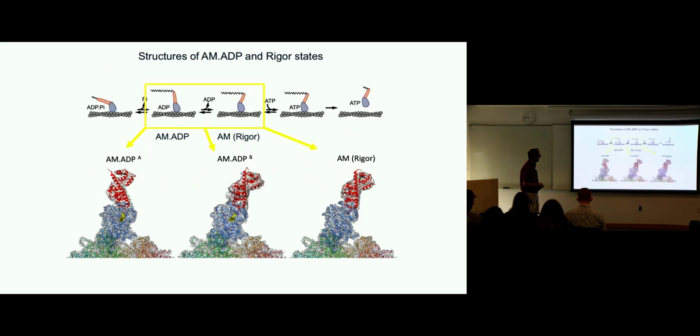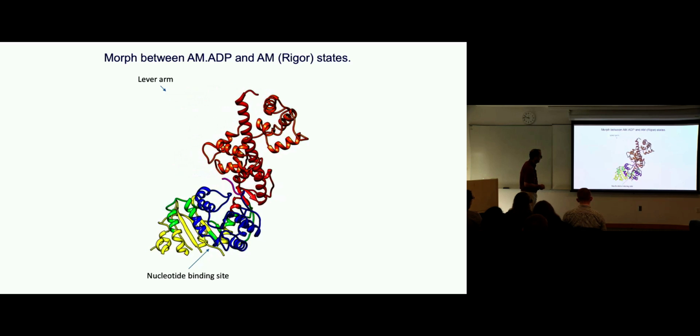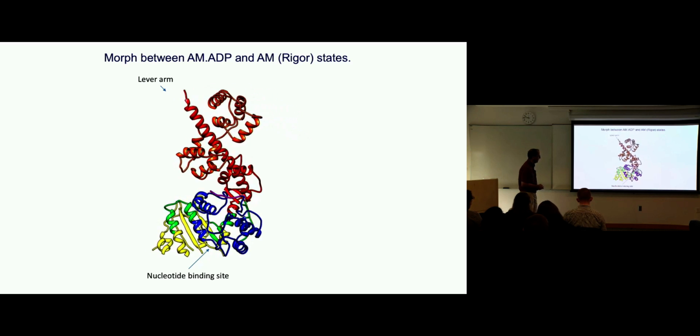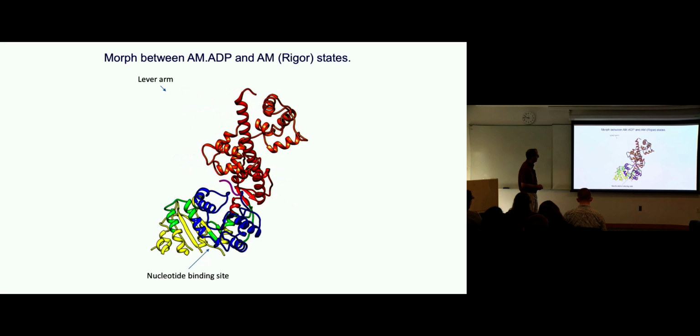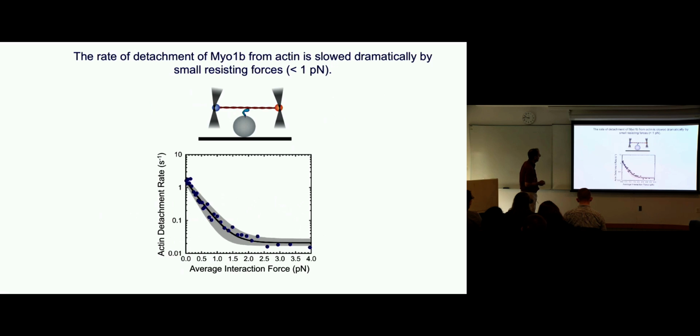And so we now know what these states look like, and we can actually look at the rotation of that lever arm and correlate with what's going on in its active site. Not going to take you through the details, but I just want to tell you that this actin detachment rate, this is now a rate, not a lifetime. The actin detachment rate slows as a function of force that resists its power stroke.